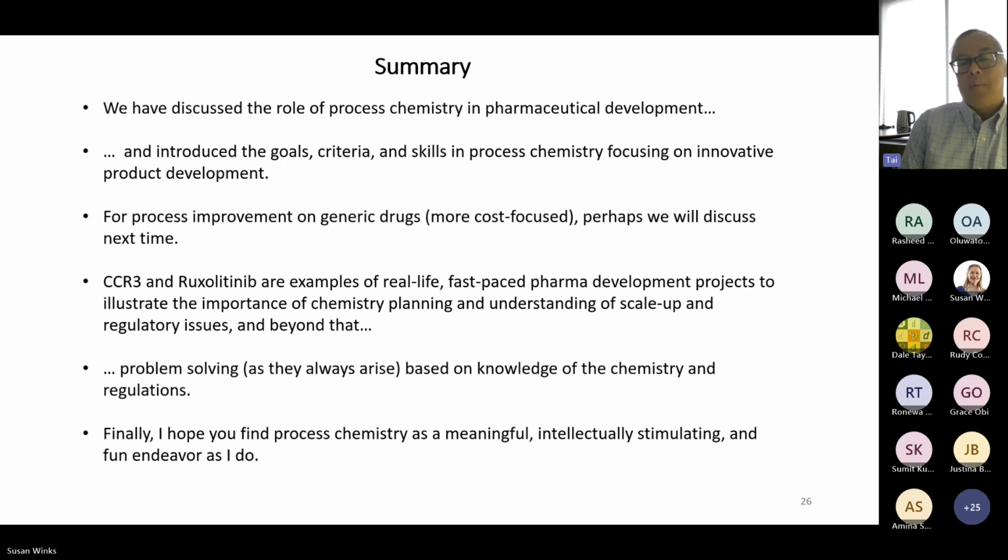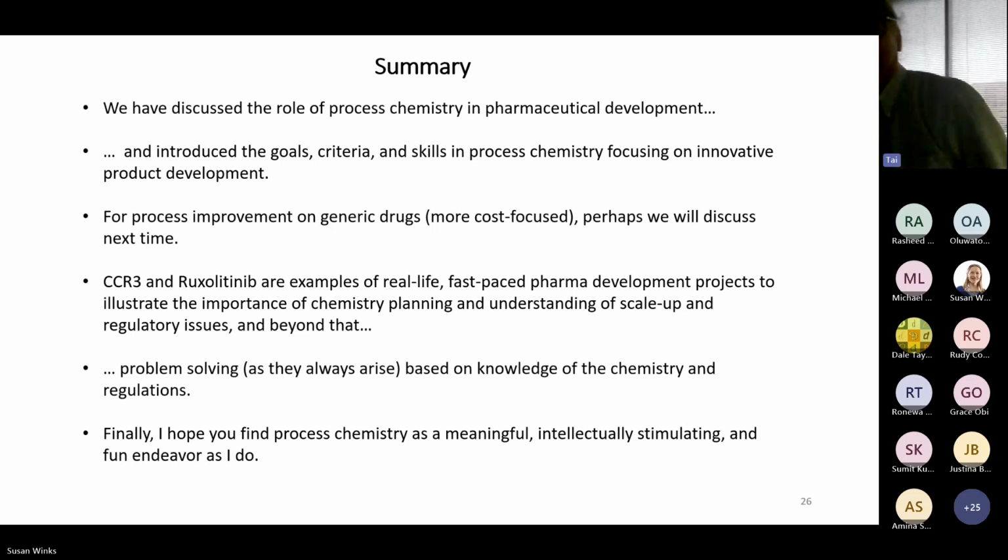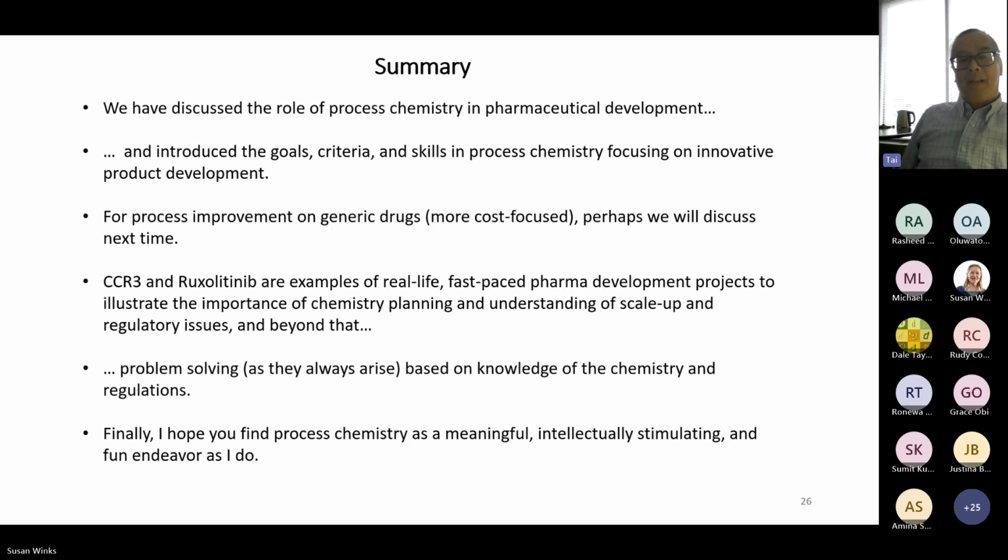But, as much planning as you can do, there's always problem solving along the way because problems always arise. And the best way to deal with them is with flexibility and knowledge of chemistry and the regulation. So finally, this is the last bullet. I hope you find process chemistry as a meaningful, interesting, intellectually stimulating, and really fun endeavor as I do.